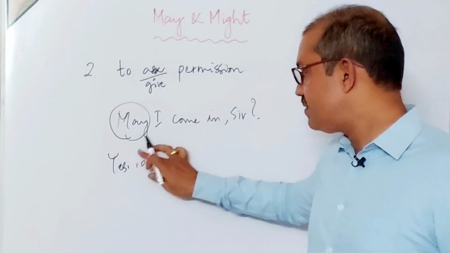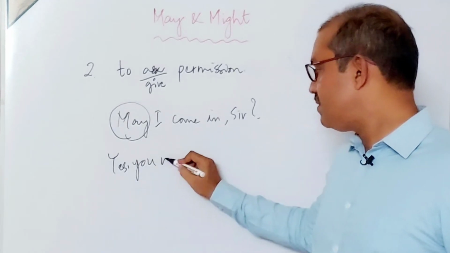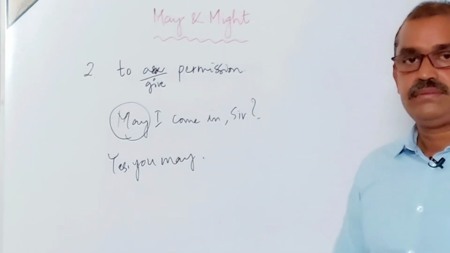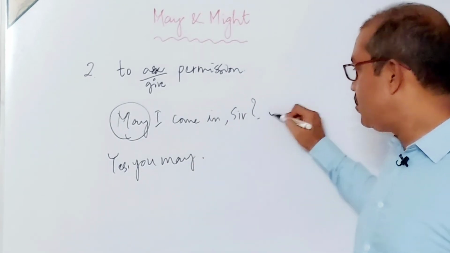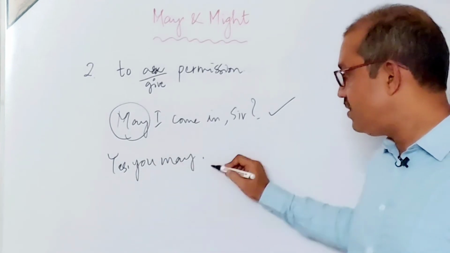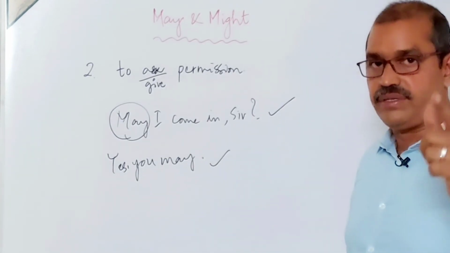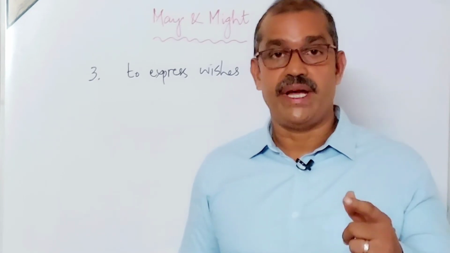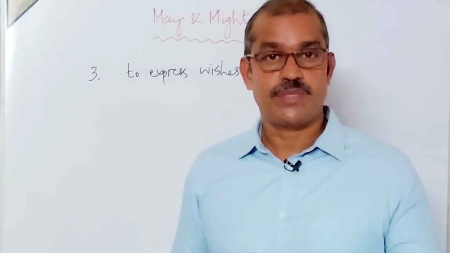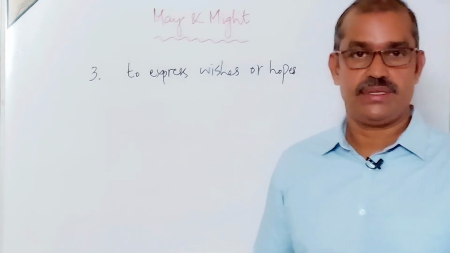Yes. May I come in, sir? Yes, you may. Here you are asking for permission. Here you are giving permission. Right? Friends, the third occasion is may or might is used to express wishes or hopes.